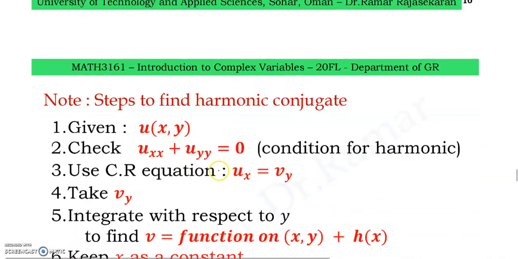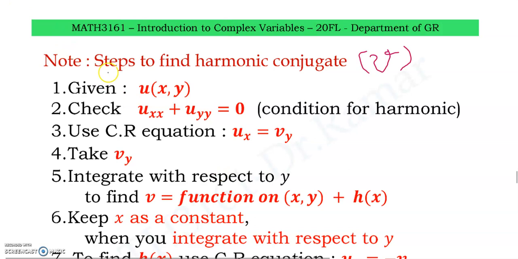Now we'll see the steps to find the harmonic conjugate. Actually we are going to find v, which is the harmonic conjugate of u. So what is given in the question? u is given, then we have to check whether the given function u is harmonic, that is whether uxx plus uyy is equal to 0 or not.